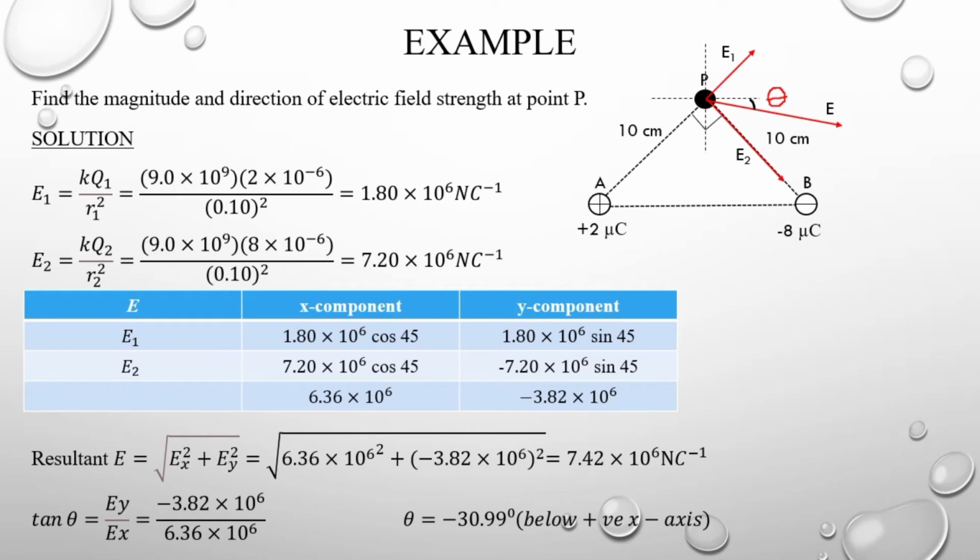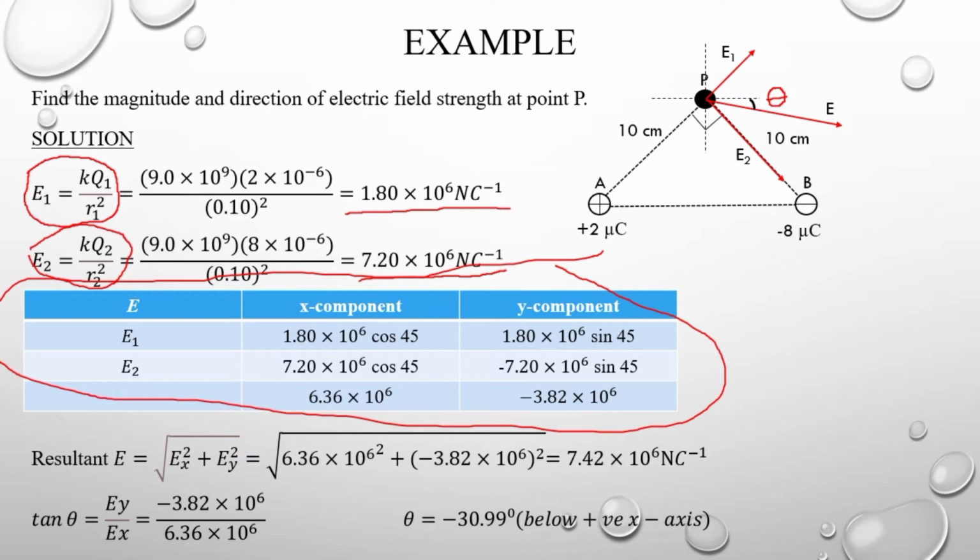In order to find the resultant E, we need to calculate the magnitude of E1 and E2 first. We calculate E1 by using the formula kQ over R squared, and then we get 1.8 times 10 to the power of 6, same for E2, and we get 7.2 times 10 to the power of 6. And then these two electric fields are not directly in the x and y axis. Therefore, we need to resolve them into x and y components by forming this table.